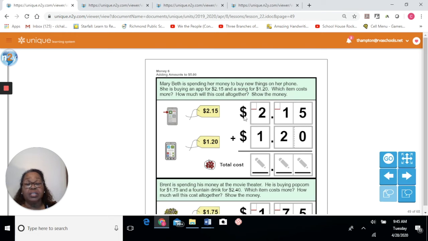$2.15 and $1.20. Which item costs more? When you are comparing numbers, you always start with the highest value first. And the highest value is always to the left. So on this one, we'll start here in the dollars place. There's a $2 and a $1. We don't have to go any farther. We can see that $2 is more than $1. So the answer is, which one costs more? This app for $2.15.